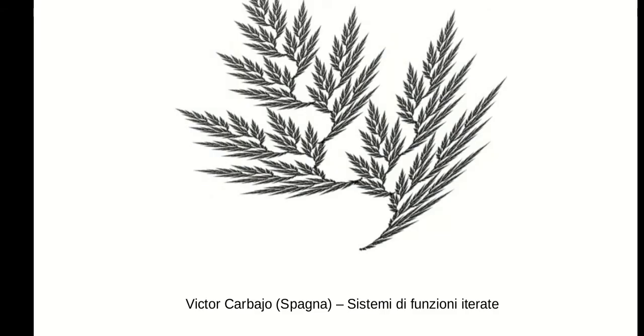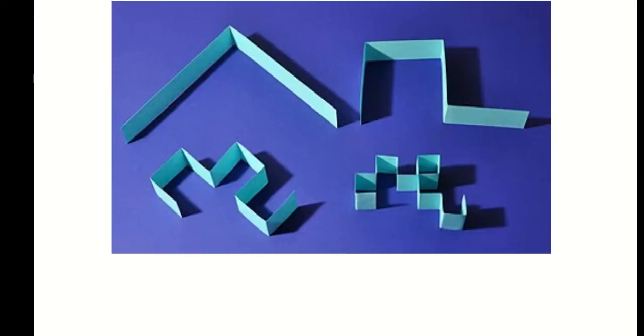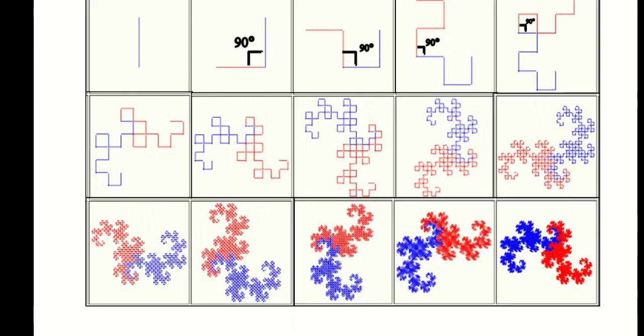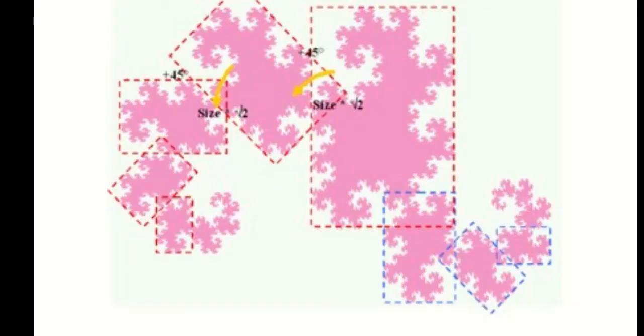This is from a Spanish artist, also computer made. This is a dragon curve. You probably know it. So you fold in two parts, then you do a 90 degree angle. And then you fold it again, and fold a second time, and then you open, doing always 90 degrees. And then you do the same thing a third time, and then a fourth time, etc. And this is what you get, the dragon curve. And you can see also the auto-similarity. Can you see it? Okay.